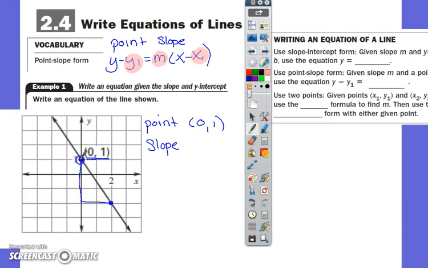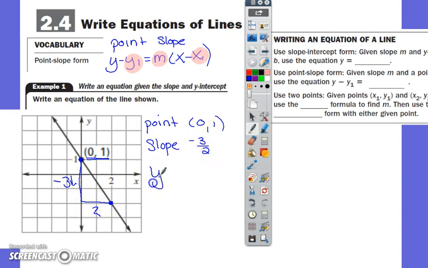So we started at this point. We went down 1, 2, 3. We went down 3 and over 2. Down is negative, okay, over 2 to the right. So down and over, our slope is negative 3 over 2, because remember, we go rise, which is along the y-axis, and run along the x-axis. So we have our point, we have our slope.